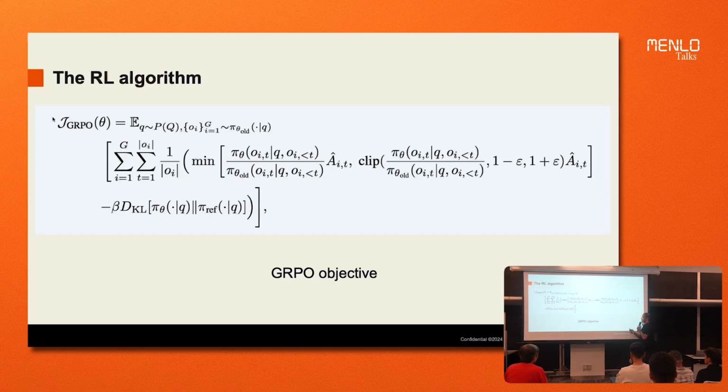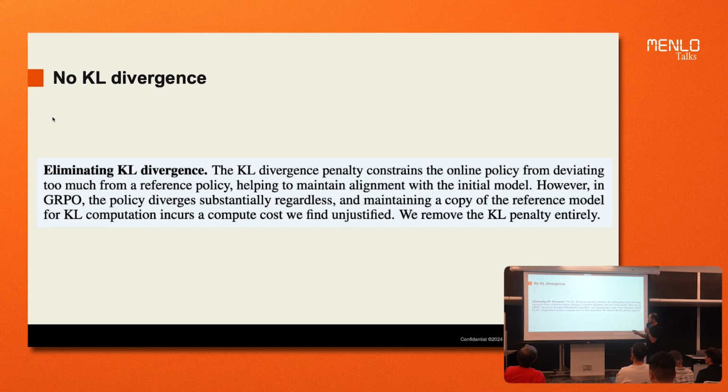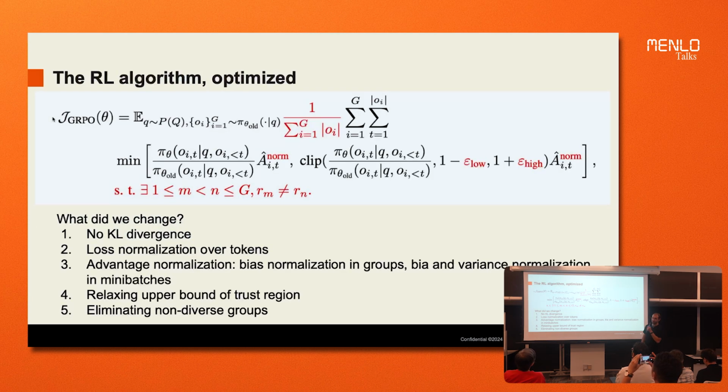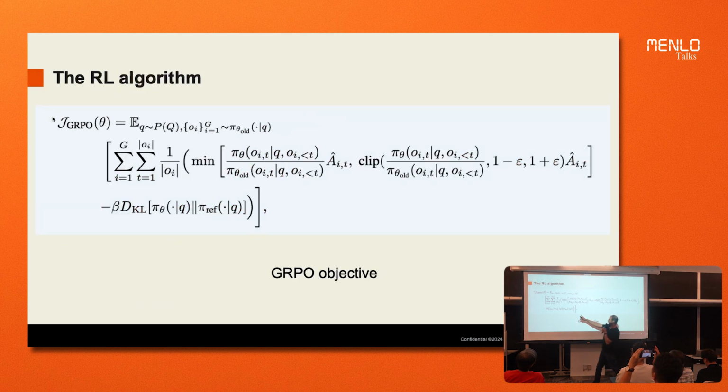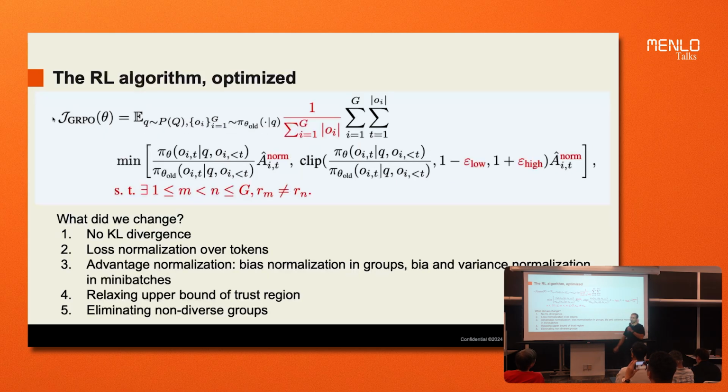We modified it a little bit. First of all, we got rid of the KL divergence. So this term here that was forcing the model to not change too much, we got rid of it. Because we want the model to change, actually. And actually, this is what typically happens in reinforcement learning. The model actually changes a lot.